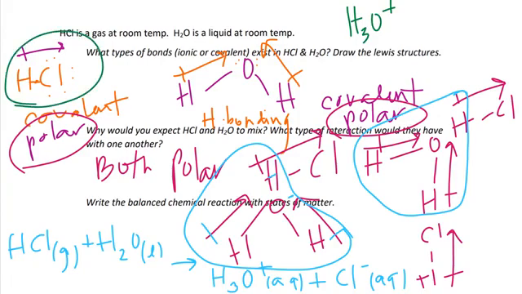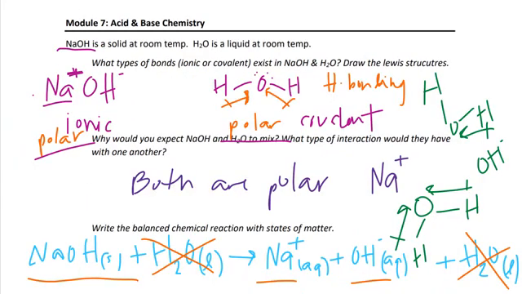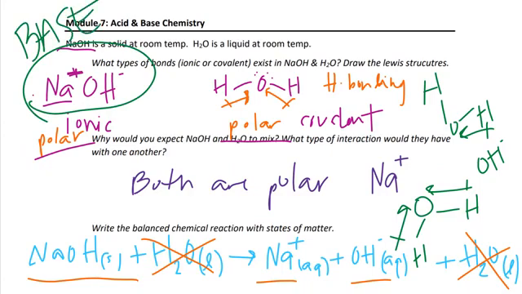This HCl is an acid. And looking back here at our previous slide, this NaOH is a base. So we are going to talk more about that on this next slide.